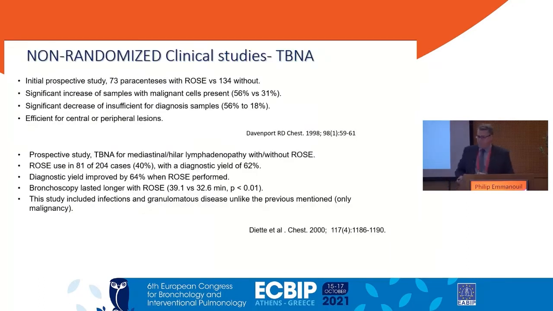So in the beginning, there were quite a number of non-randomized clinical studies. This is the pivotal study by Davenport that showed that if we use ROSE, we have a significant increase of samples with malignant cells present. So we can increase our sensitivity. The study by Diette that followed, which included malignant and non-malignant material, also showed that the diagnostic yield improved by 64% when ROSE was performed.